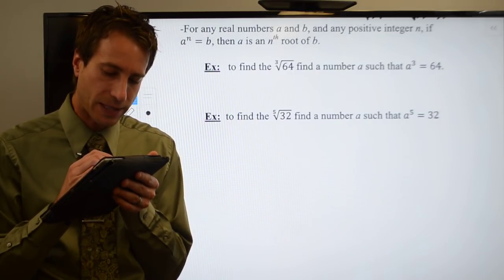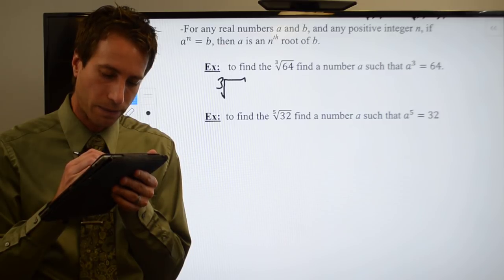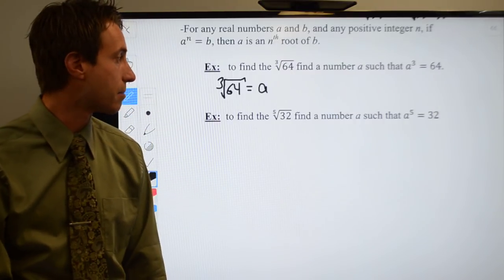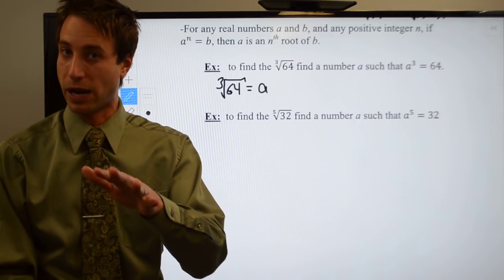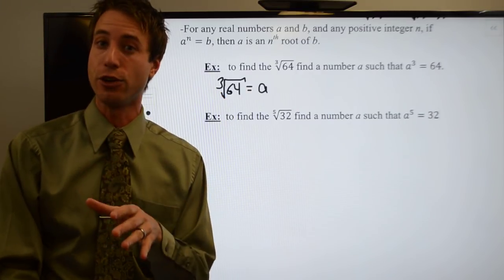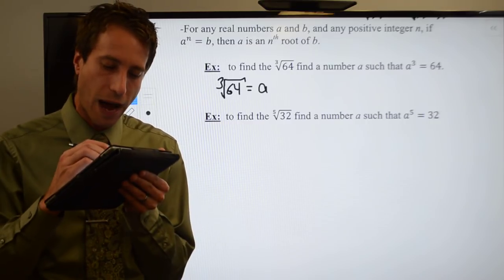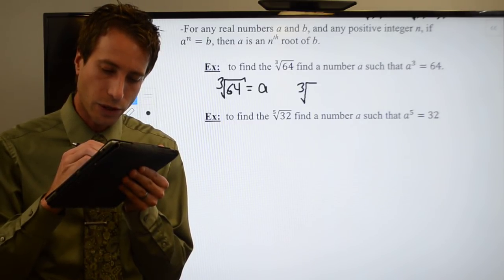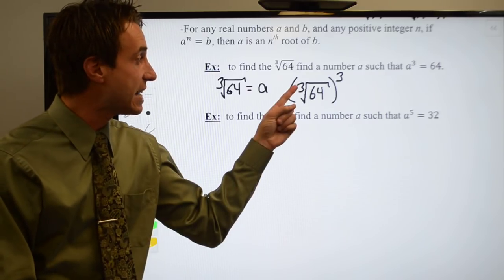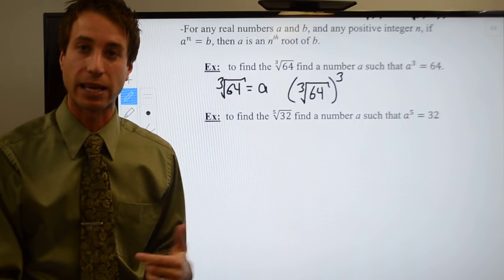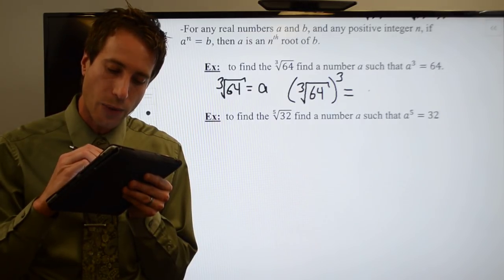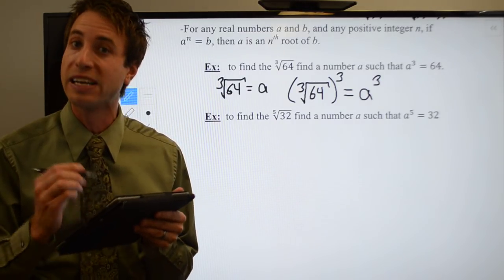Here's how it works. If I'm taking the cubed root of 64, and that's equal to some number a, all I need to do to get rid of the cubed root is cube both sides. So if I were to cube the cubed root of 64, well, now the index and the power are the same. They'll cancel each other out. But algebra says whatever you do to one side, you have to do to both sides. So I would also have to cube the a.